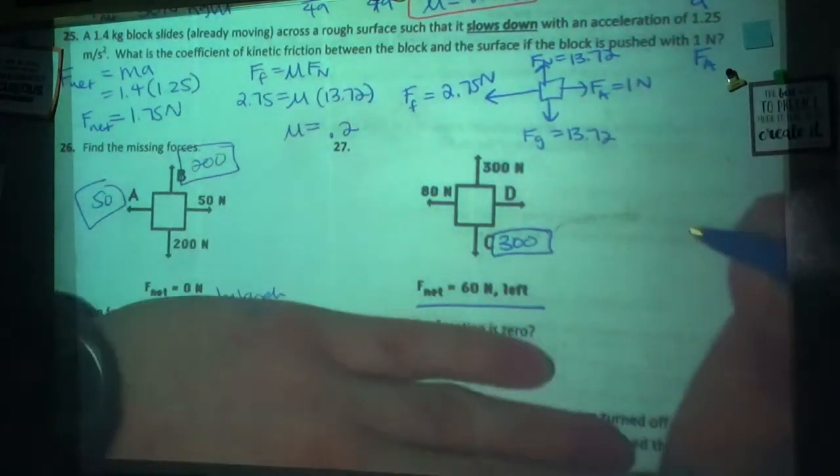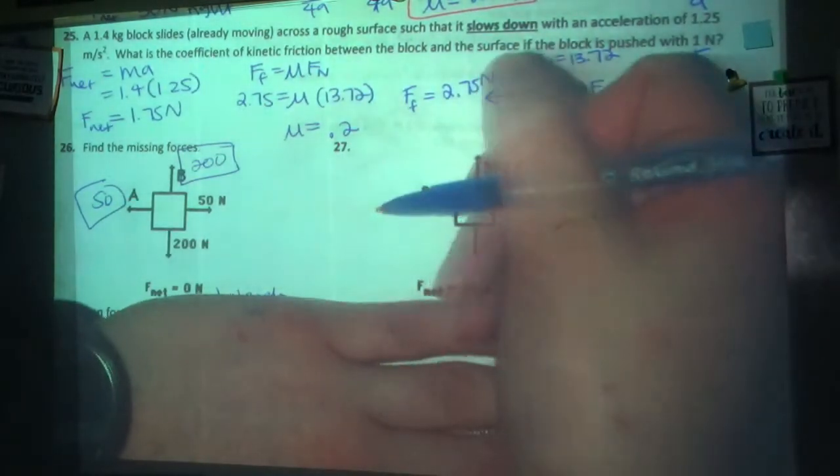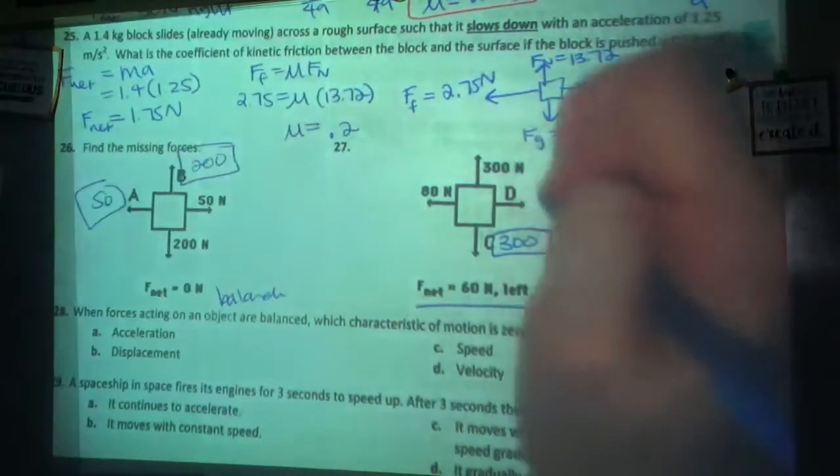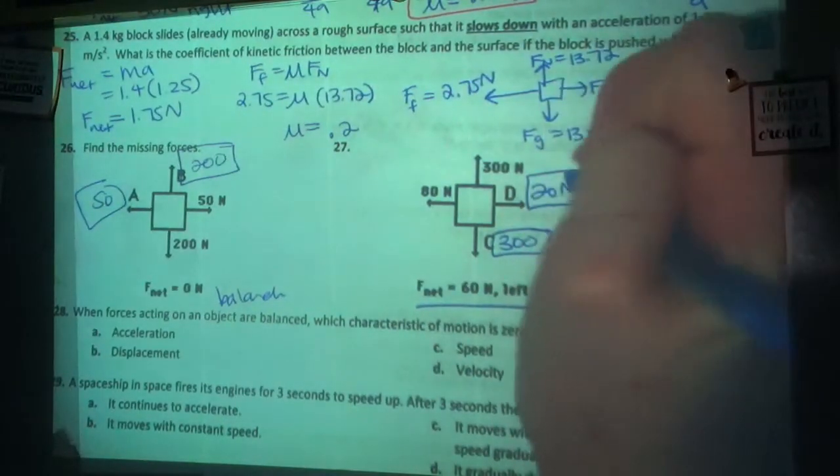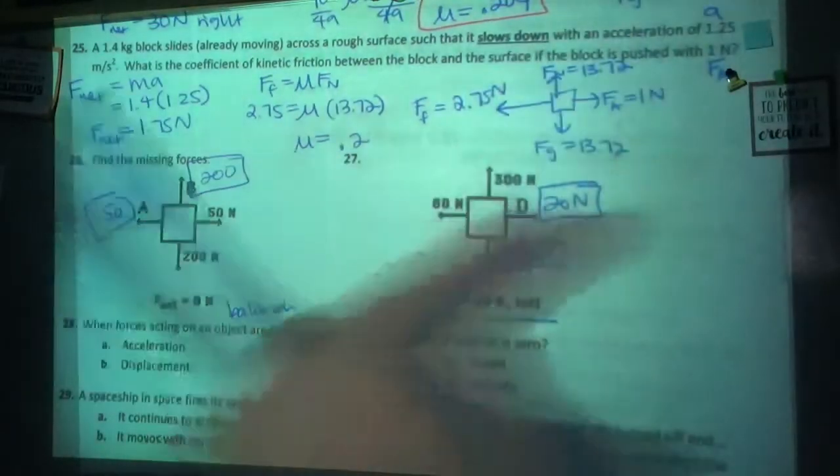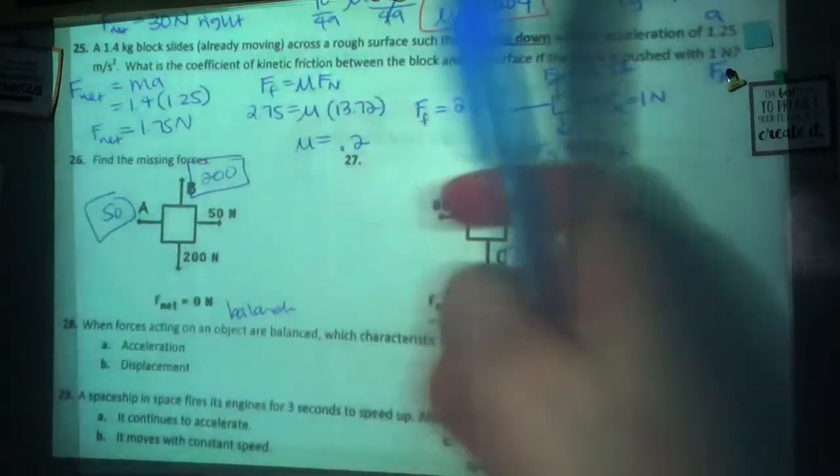Now I want my net force to be 60 to the left. I have 80 to the left, so that means I must have 20 newtons to the right. And then you can always double check, 80 minus 20, yep, that leaves me with 60, and it's to the left still.